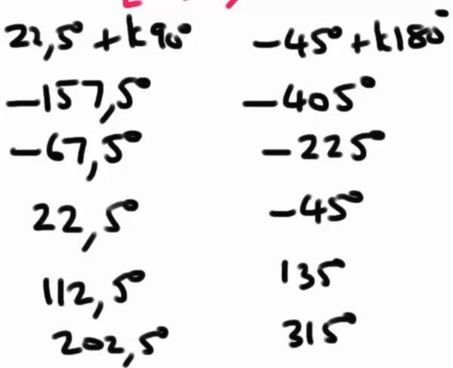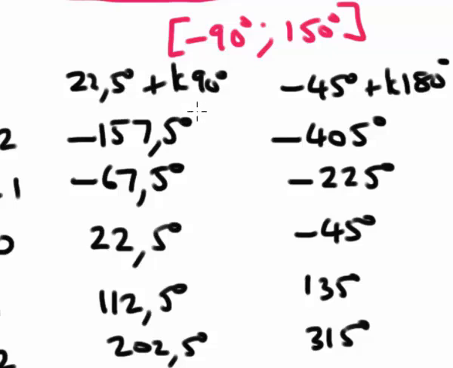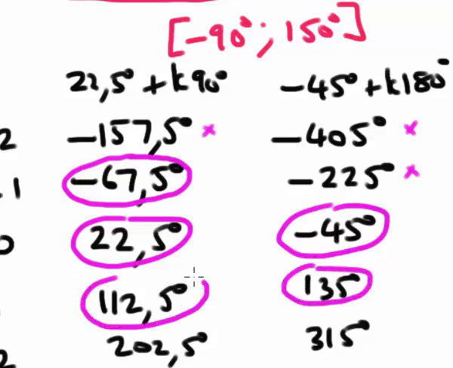Now, which of these angles, if you think about it carefully, would be in between here? That's out, so we don't want that one. That's out. This one's out. That one is definitely in. That one's in. That one's in. 135 would be in. 112.5 is in, and those are out. So there's your 5 points of intersection.